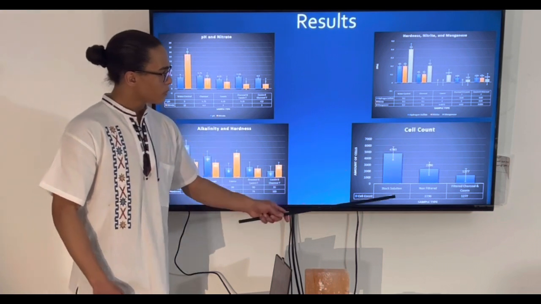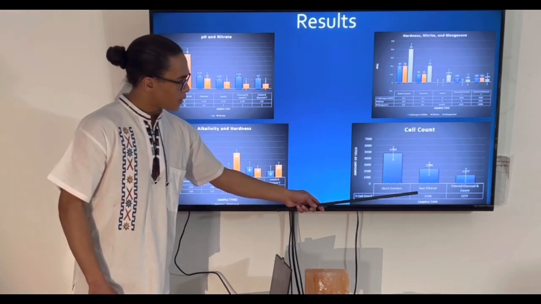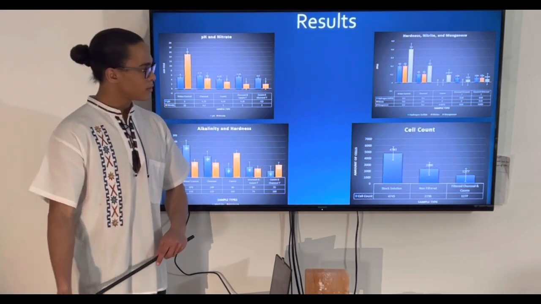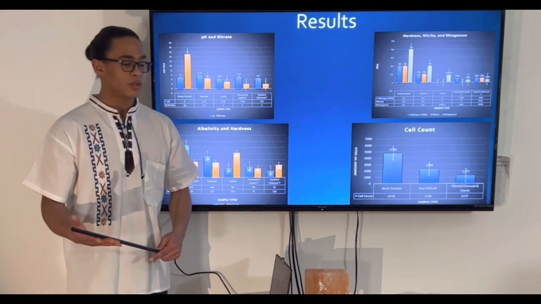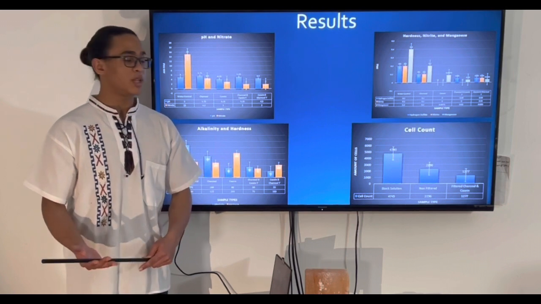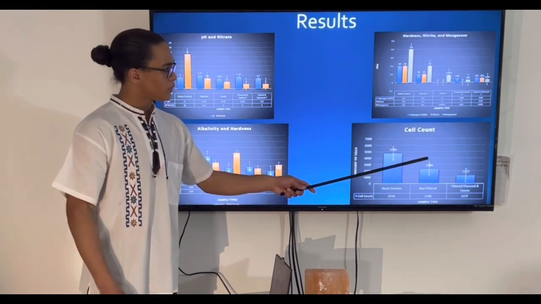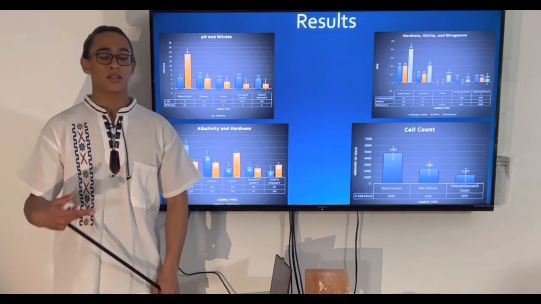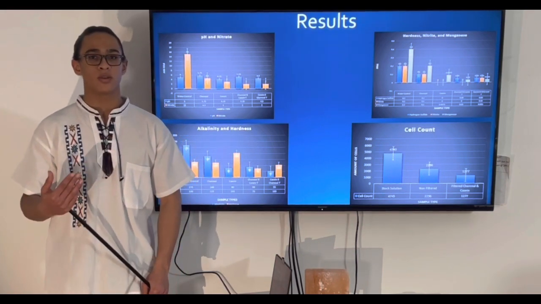For the cell count, it started at a non-filtered 2,296 E. coli cells, which is a diluted solution of 6 microliters per 100 milliliters. And when it was filtered through charcoal and casein, it dropped to 1,277 cells. This is a 44% decrease in the amount of cells.